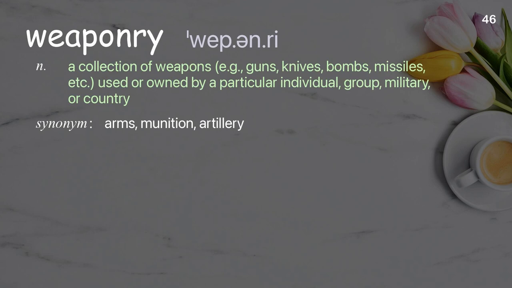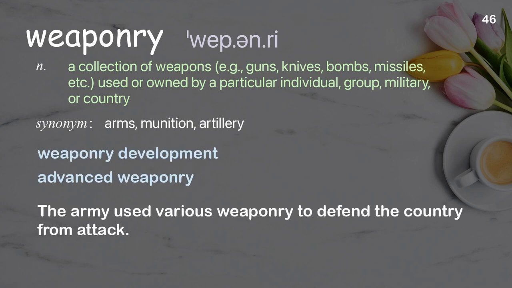Weaponry. A collection of weapons, for example guns, knives, bombs, missiles, etc., used or owned by a particular individual, group, military, or country. Examples. Weaponry development. Advanced weaponry. The army used various weaponry to defend the country from attack.